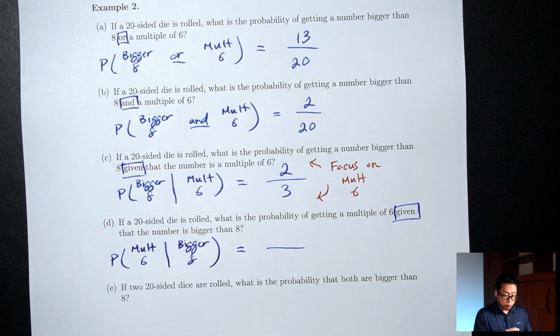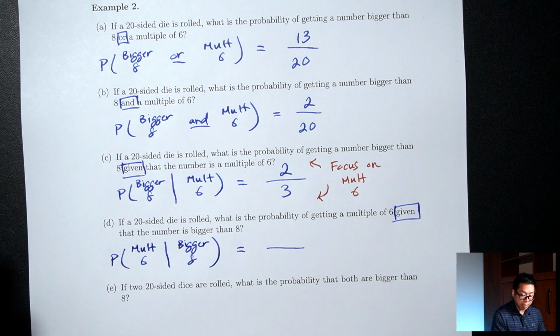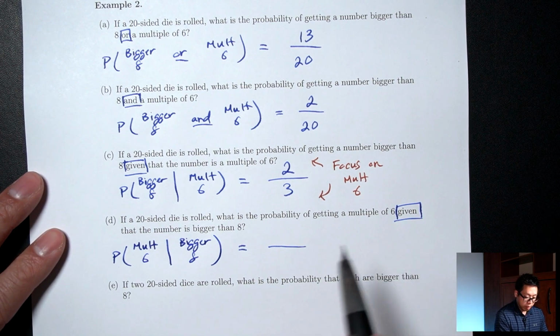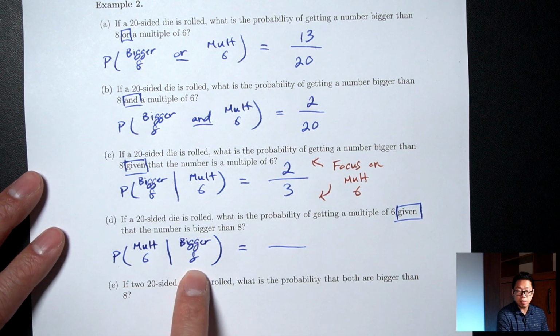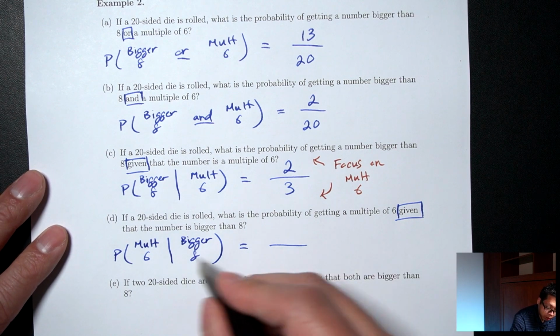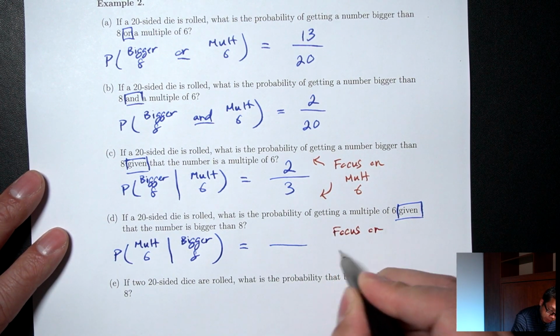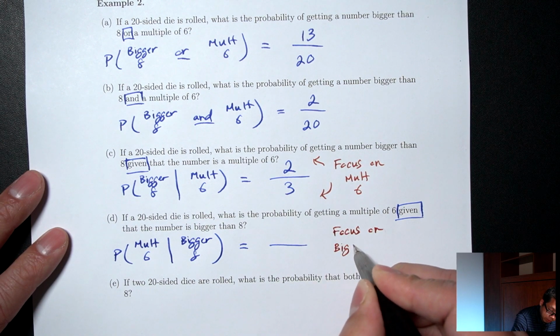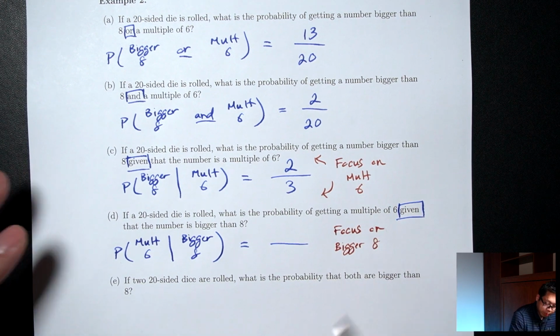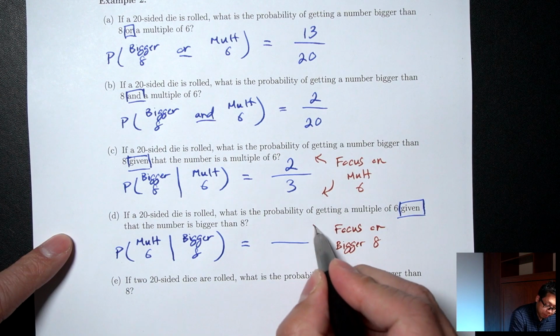Okay, anytime you have conditional probability, you're going to focus on certain numbers. What are we focusing on here? We're focusing on anything that comes after the word given. So given, bigger than 8. Or if you have it in symbols, is the second thing. So I'm going to focus on just the numbers bigger than 8, for the top and the bottom.